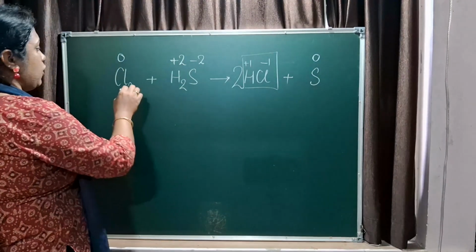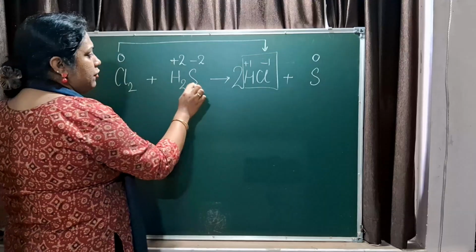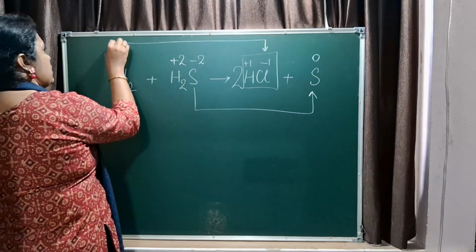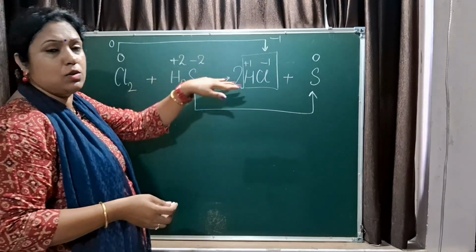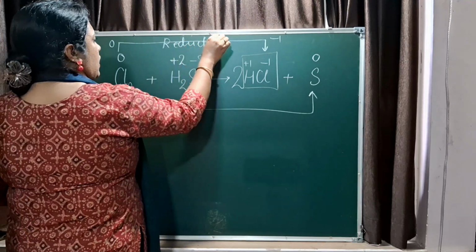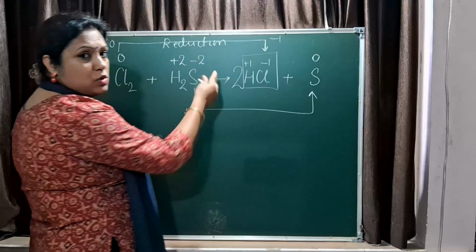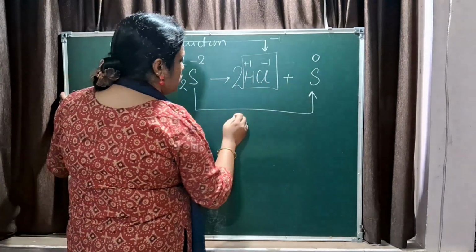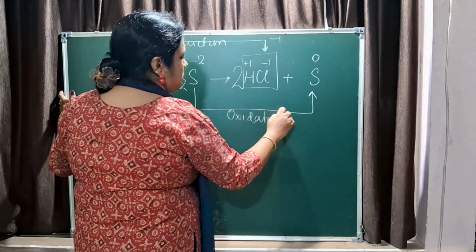So what is happening? For chlorine from 0 to -1, and for sulfur -2 to 0. So chlorine is 0 to -1. The number is getting reduced, so it is reduction. And here sulfur is -2 to 0, -2 is negative, so -2 is getting increased to 0. Since the number is getting increased, it is oxidation.